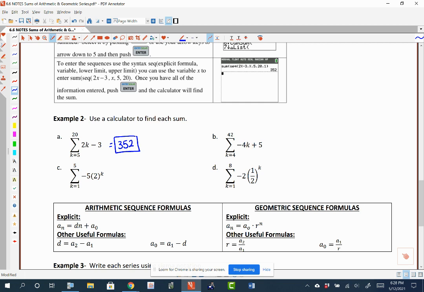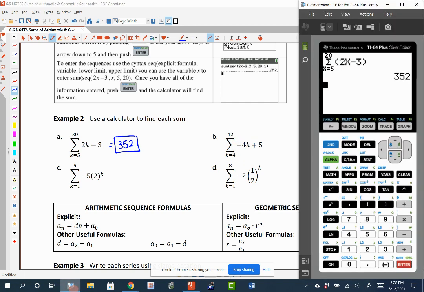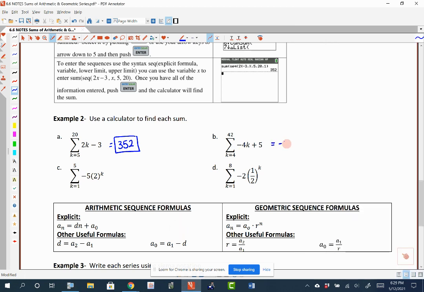Let's try it again on B. This time we're going from 4 to 42. Again, aren't we glad we're not typing that in? I'm going to do alpha y equals and choose that number 2. Whoops, I forgot to type anything in. Let's see, X, my lower limit is 4. My upper limit is 42. And I have negative 4x plus 5, my next linear function. Oh, I'm not really shocked that I got a negative value because my rate of change there was a negative. So it's okay to get negative values. Negative 3,393.